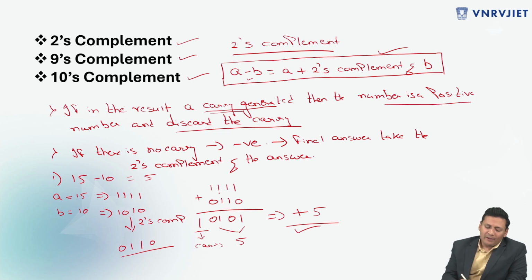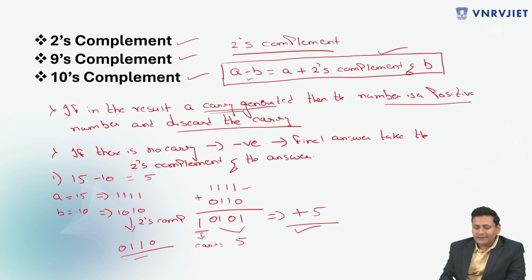I hope it's clear. So what is the first step which you have to do? You have to write down A and B. A in my case is 15, B in my case is 10, and you have to write down the numbers in binary form. A will be written as 1111, B as 1010. So first take the 2's complement of B. The 2's complement of 1010 is 0110. Once we got the 2's complement of B, you have to add it to A. So this is my final answer, 10101.